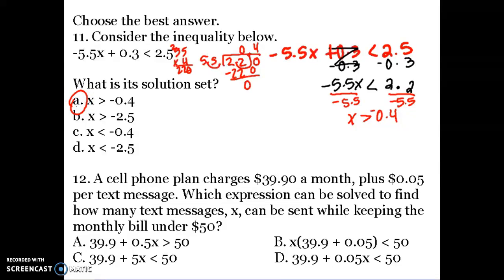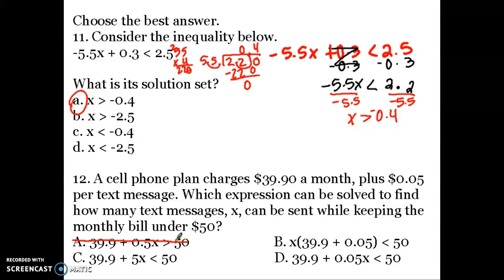It is A. A cell phone plan charges $39.90 a month plus 5 cents per text message. Which expression can be solved to find how many text messages x can be sent while keeping the bill under $50? So you don't want to pay $50. You don't want to pay anything more than $50. So the very most you want to pay is less than $50. So we know it can't be A because A has it set up as a greater than. So we're only looking at B, C, and D.